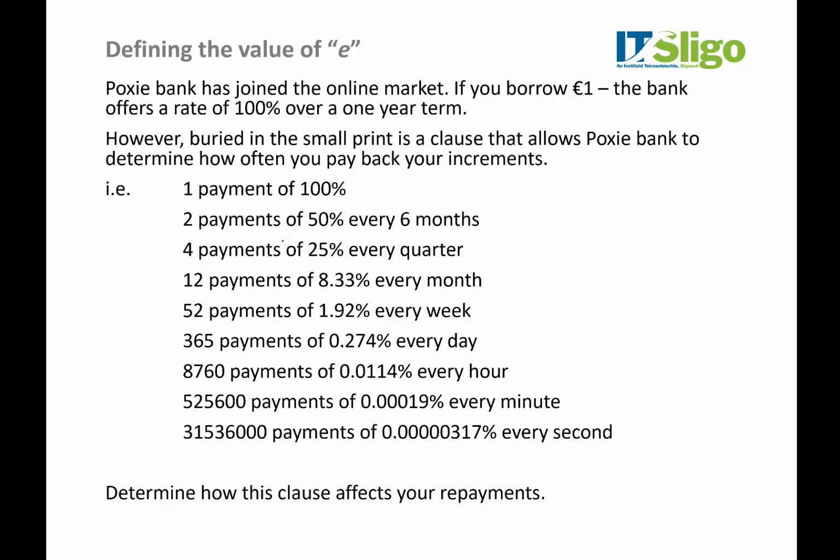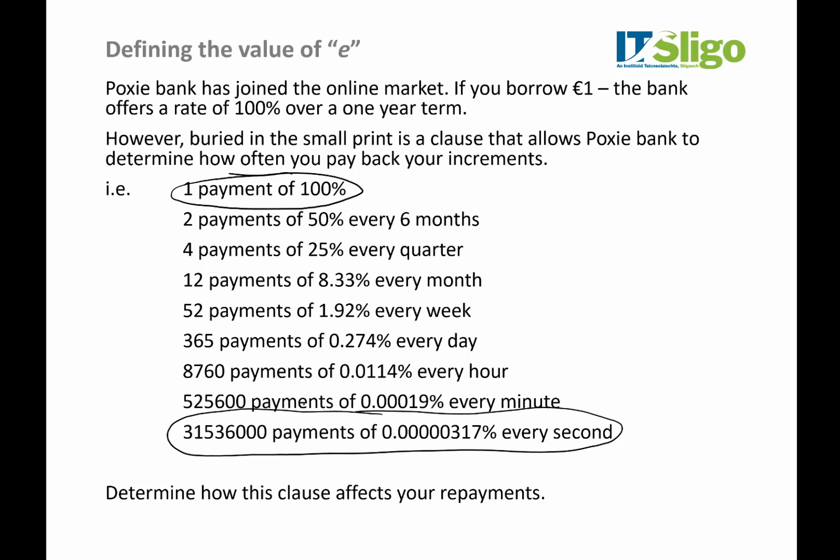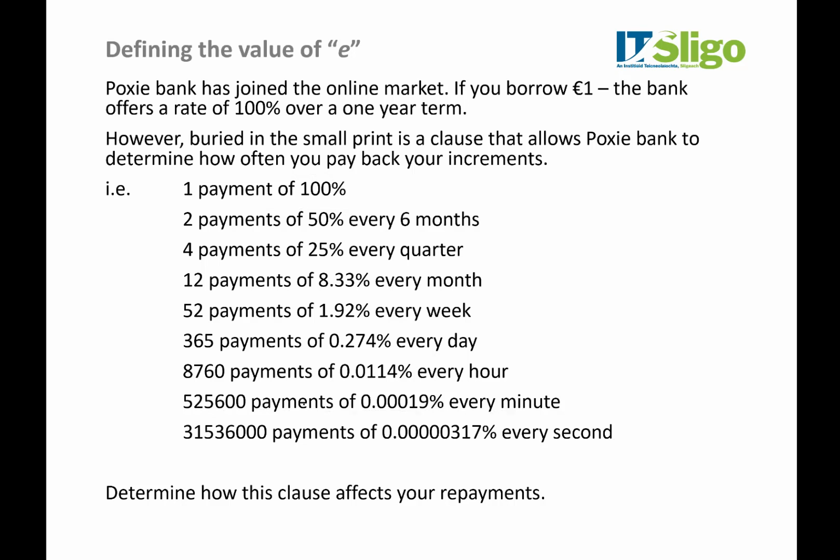Now, if we take a look at the maths of this, we'll see that Poxy Bank can get considerably more than the €2 repayment. This simplest option is the best for you, but it's the worst for the bank. This option down here, as we'll see, is the best for the bank and worst for you. But what we'll see is, no matter how finely they split up the time intervals, there is a limit as to how much you will have to pay them back. So we'll take a look at the maths of all these repayments on the next slide.